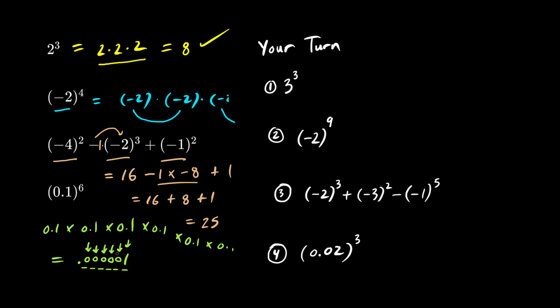Now it's your turn. What's 3 cubed? What's bracket -2 to the exponent 9? We have bracket -2 cubed plus bracket -3 squared minus bracket -1 to the 5. And finally, what's bracket 0.02 all cubed?